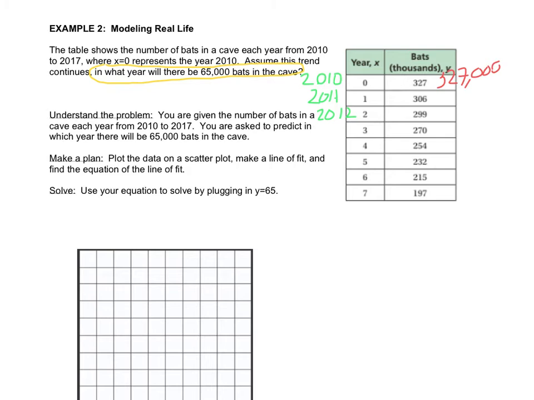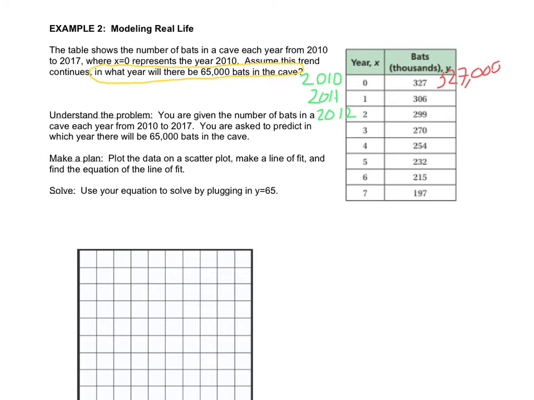So first thing is understand the question. We're given the number of bats in a cave each year from 2010 to 2017. We're asked to predict when there will be 65,000 in the cave. Make a plan. Let's plot the data on a scatter plot, make a line of fit, and find the equation of the line of fit. And then we'll use that equation to solve by plugging in.